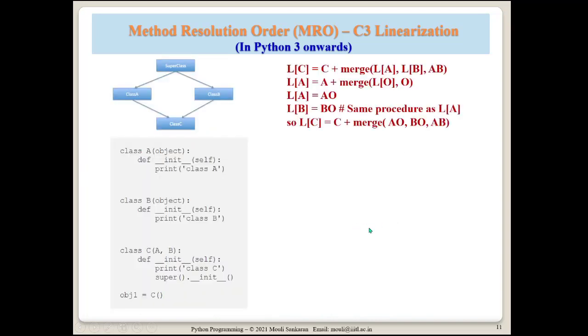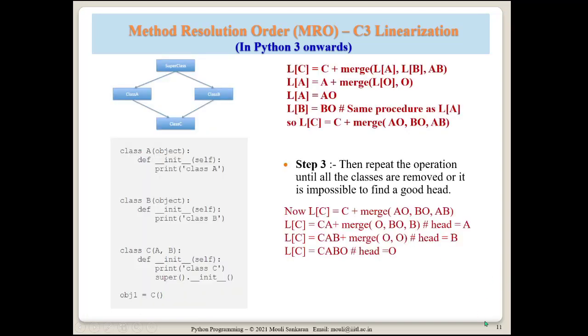Now let me come again to step 3. Now A has been added. Now the merge will be this, because I have removed this A. So only B is there. BO is untouched, and now A is anyway added, so I can remove it from this list. Now I am having O, B, O, B. Now I need to merge this list.